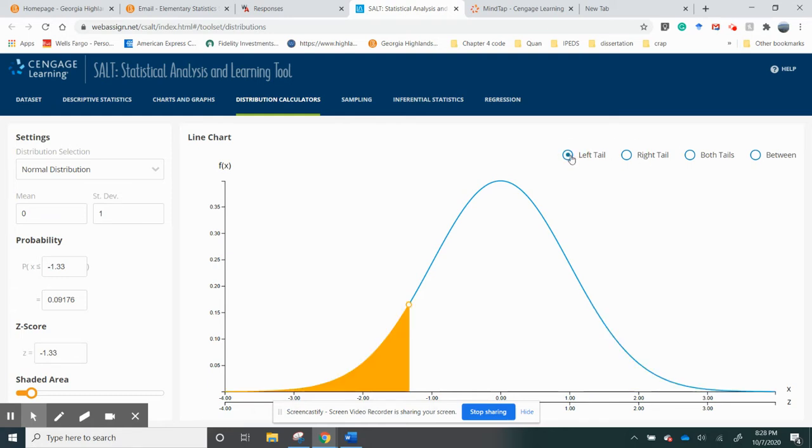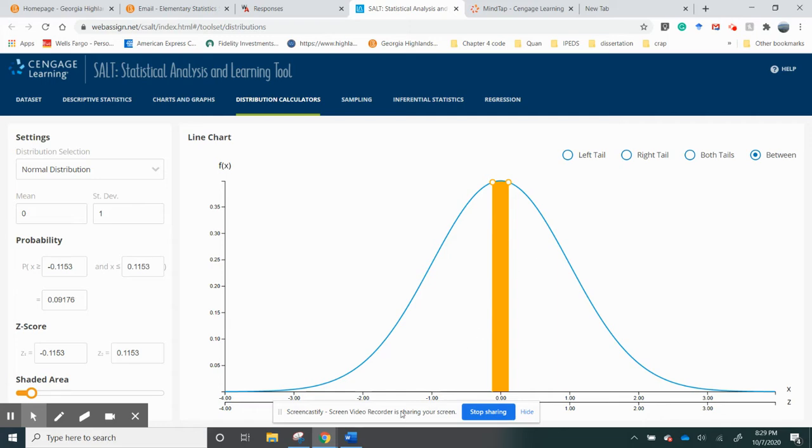If I hit left tails, it does the less than or equal to. If I do both tails, I have to put two values in. And if I do between, it wants this area in yellow. Let's look at that again. Left tails, think of it as less than. Right tails is greater than or equal to. Both tails, you've got two scenarios going on: a less than, and then a greater than. And between, you're usually given two values and you have to find the area between.